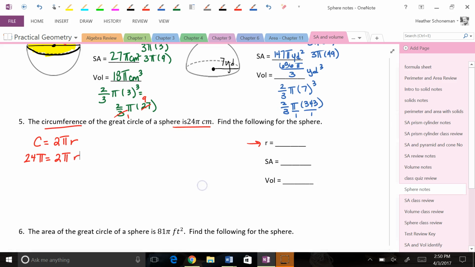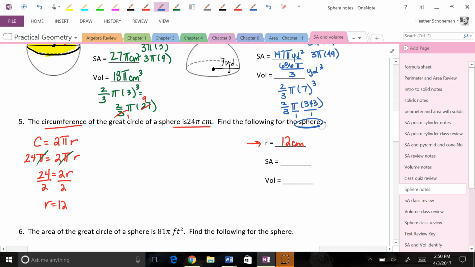The good news is they both have pi's, so the pi's cancel. So then that leaves you with 24 equals 2 times the radius. So to solve, we'll divide by 2, and the radius is 12. So it's 12 centimeters. Now that we know the radius, now we can plug it in.